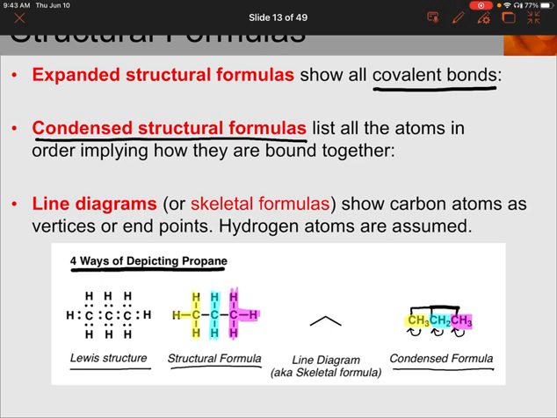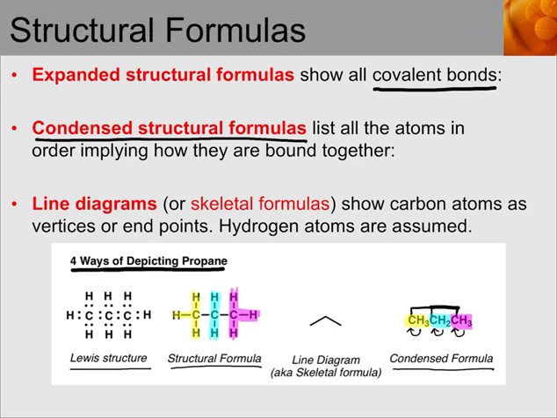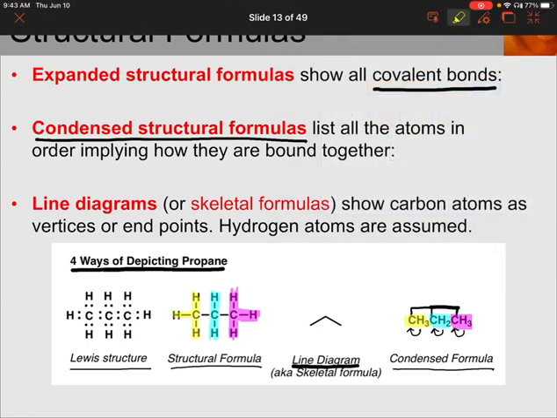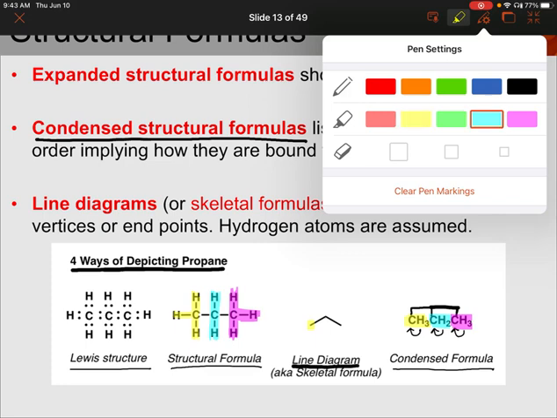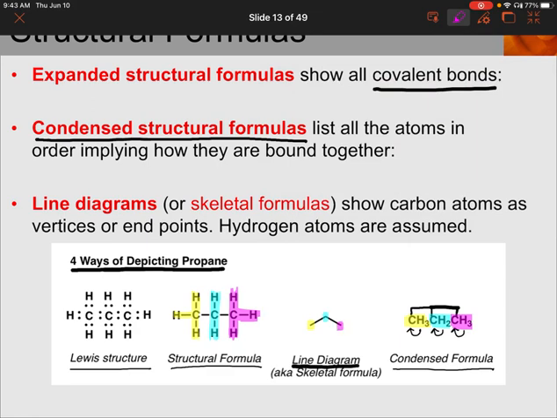The last type of structural formula is called a line diagram or skeletal formula. And this is probably the simplest way to draw a molecule. So for propane, you can see the line diagram down below. It's literally just 2 lines at an angle to each other. And the idea here is that each vertex or endpoint is a carbon. So this endpoint is our yellow carbon, the middle point is our blue carbon, and then the other endpoint on the right is our purple carbon.